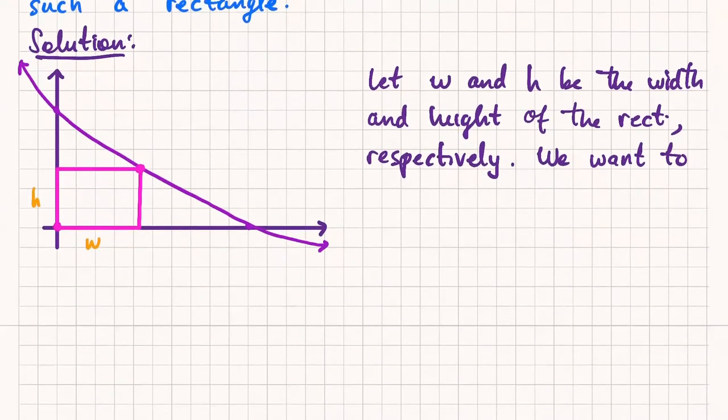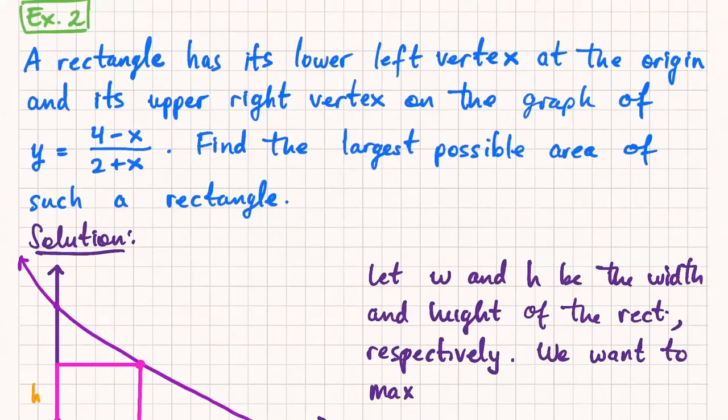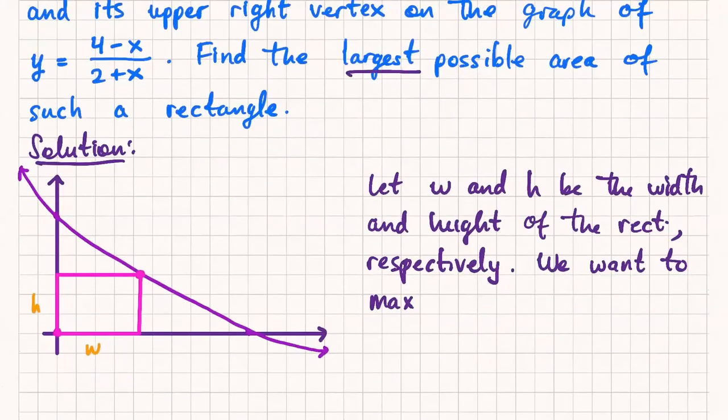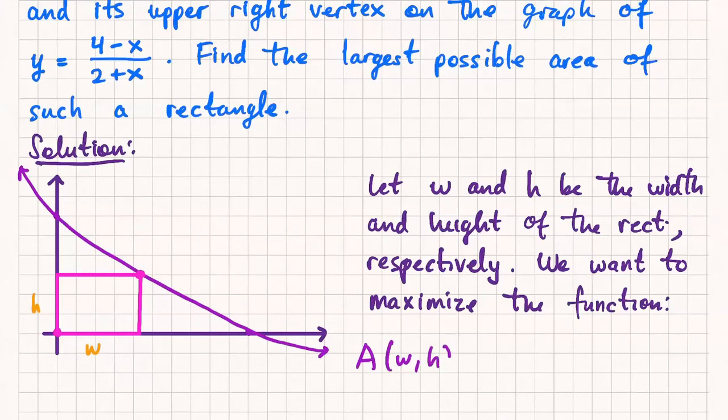Okay, so we want to maximize this, right? You're always looking for those superlatives: largest, fastest, smallest, cheapest. Largest means I want to maximize the area, so I want to find the largest possible area. So we want to maximize the function, and Karen tells us it's just W times H. We'll call that A for area, and that is the objective.